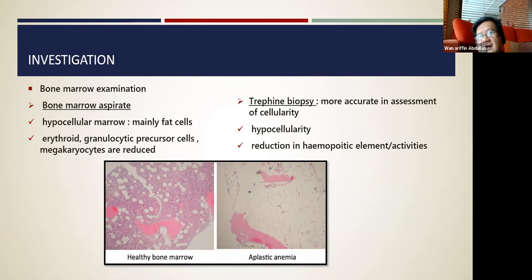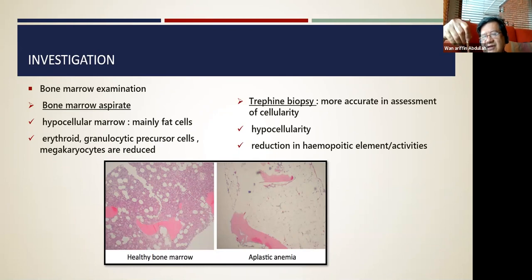And then after that, you aspirate. Yeah, you put in again and you aspirate. So basically that's what you do. So it's the same procedure. But you do it in two places. You can aspirate first, or you can do trephine first.